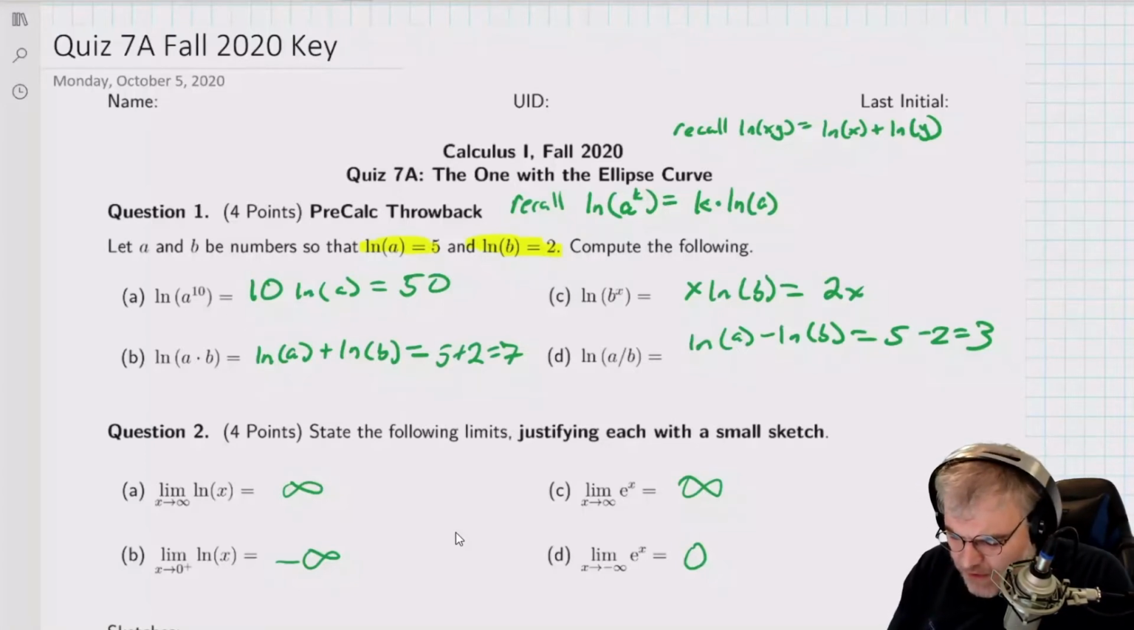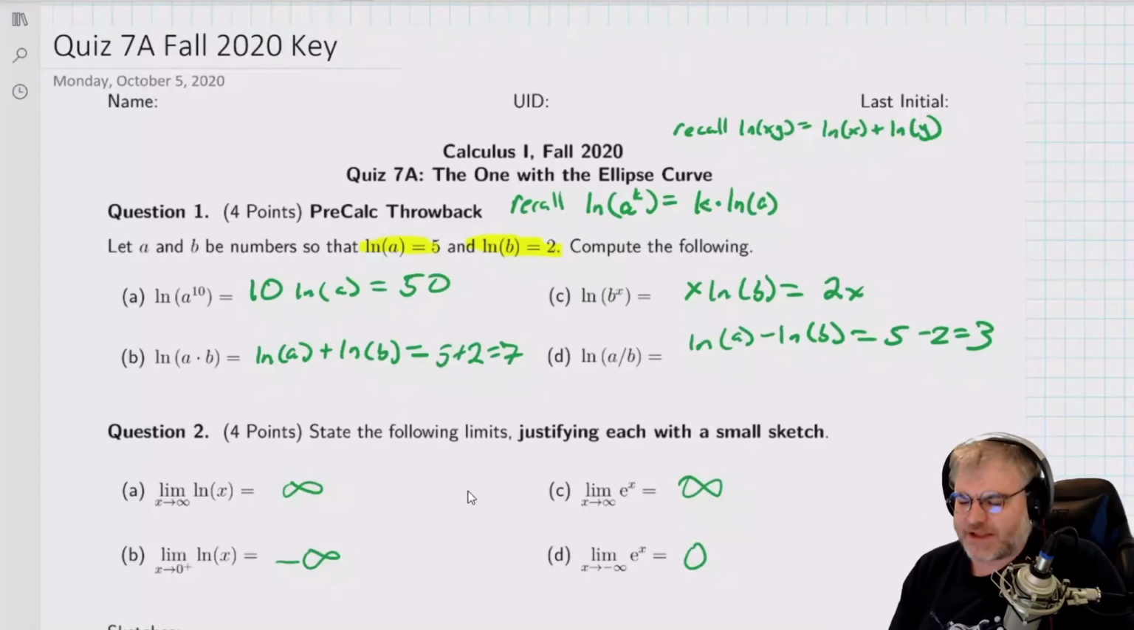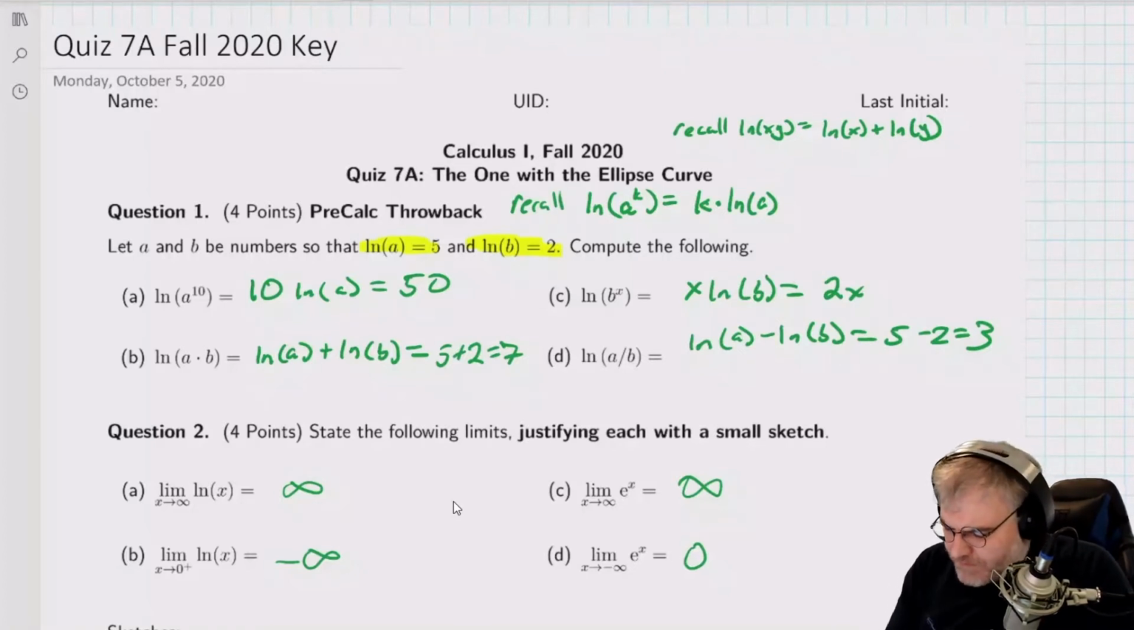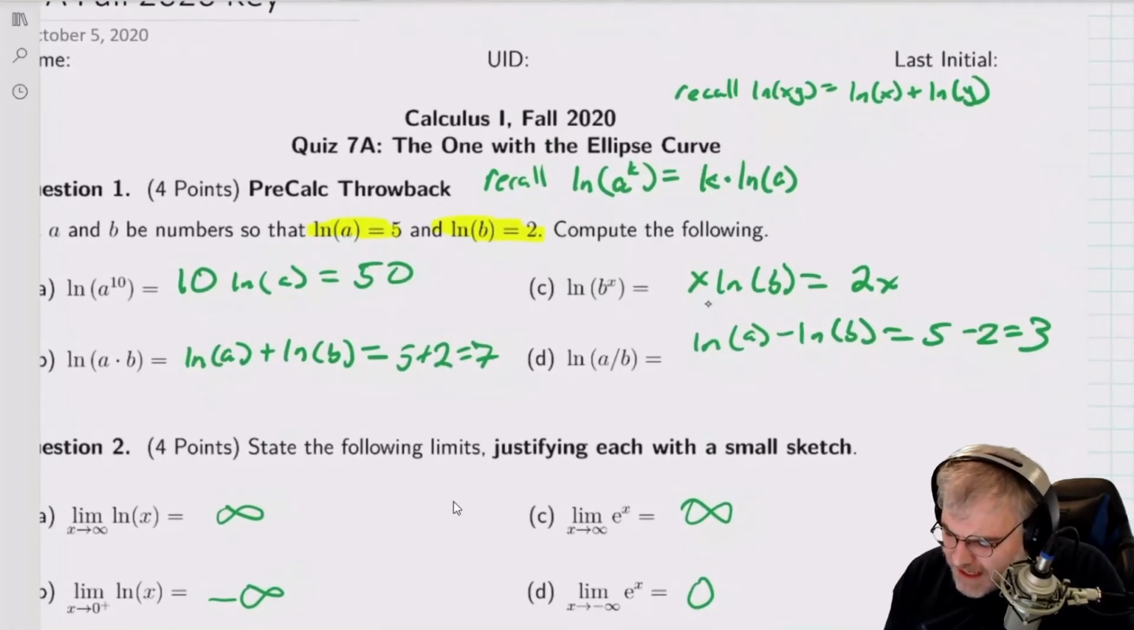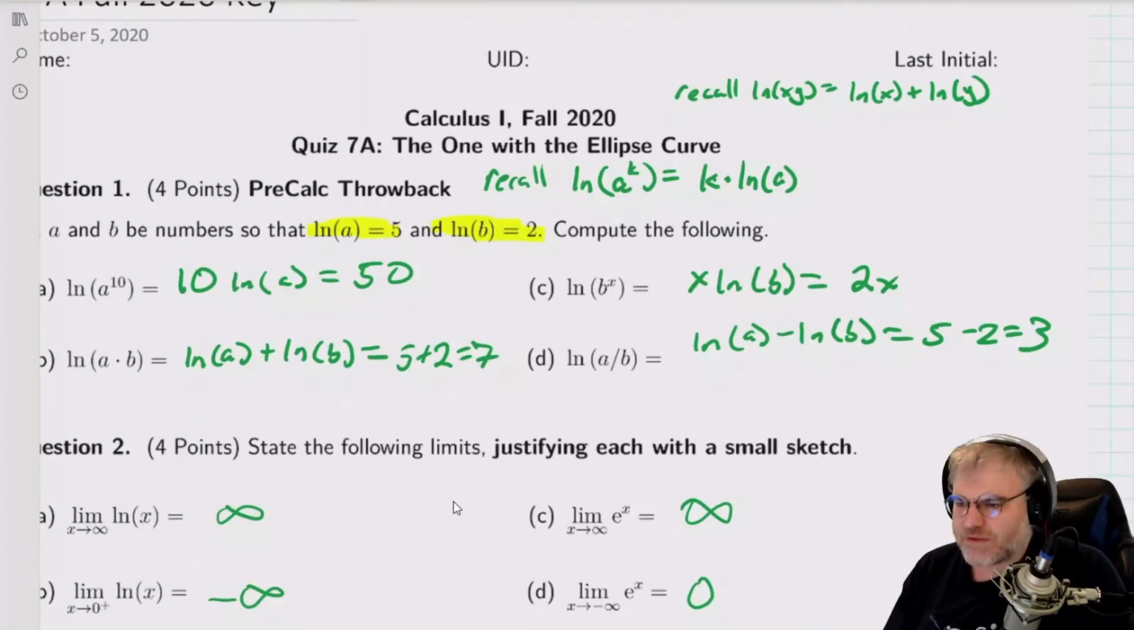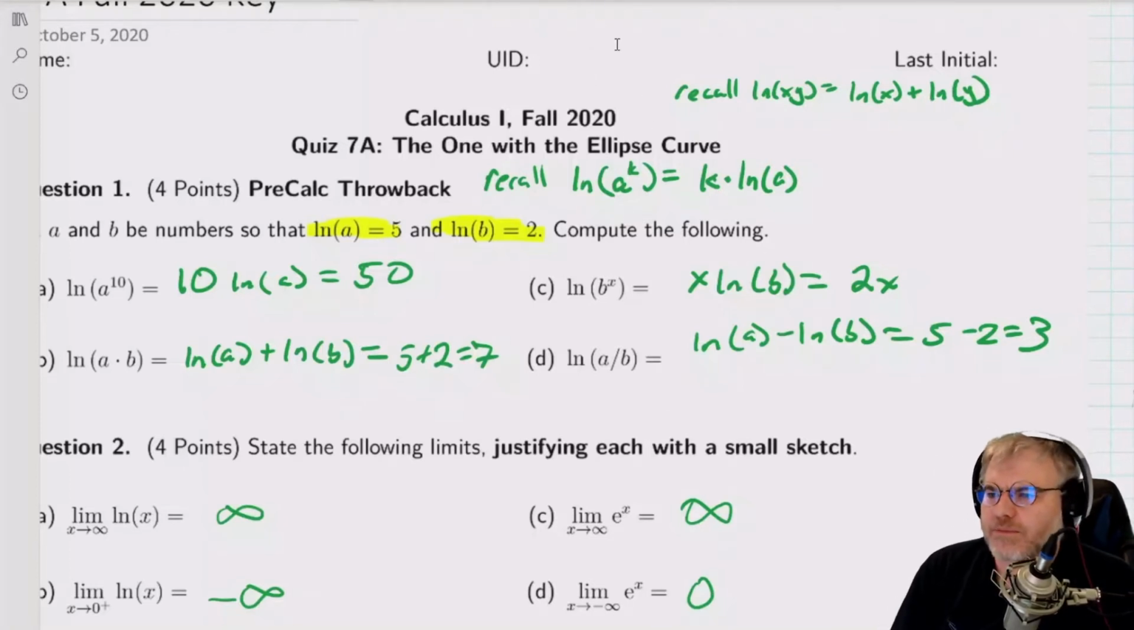And then again, with this log of a times b equaling the log of a plus the log of b, I wind up with 7. This one, I miswrote it this morning because I thought that was a 2 when I was reading it first time. It's an x. So this becomes x times log of b, which equals just 2x. And this one's 5 minus 2, right? Log of a minus log of b, which is just 3. So how do we feel about those 1 to 5? Multiple choice, 1, 2, 3, 4, 5. So how do we feel about that 1 to 5?